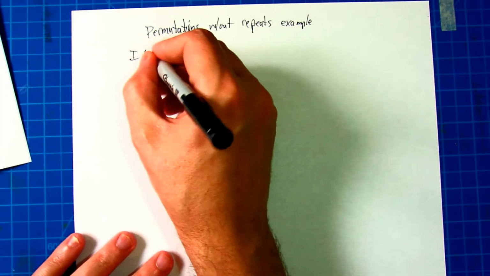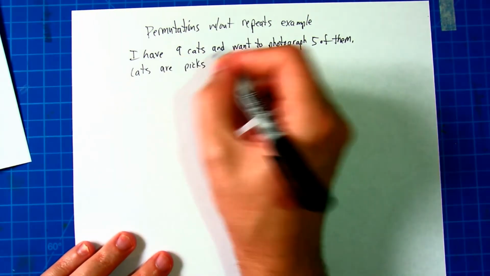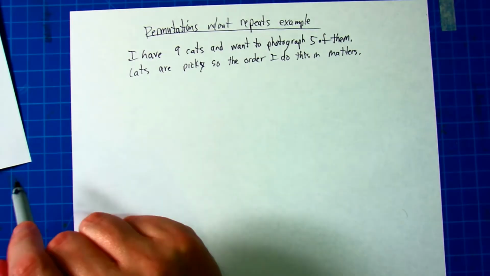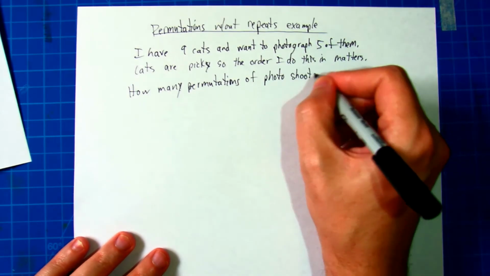I have 9 cats. I want to photograph 5 of them. Cats are picky, so the order I do this in matters. As you know, if you ever tried to round up cats for the vet and you get the wrong one in there first, all the other ones immediately run and hide. How many permutations of photo shoots are there?